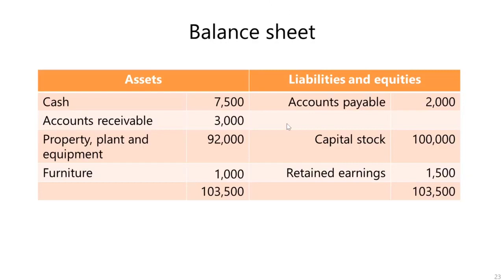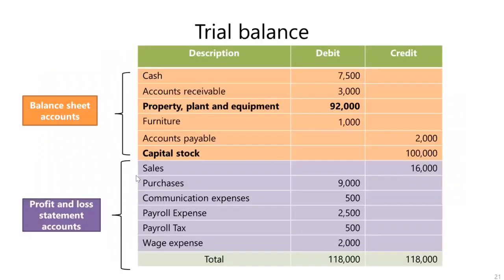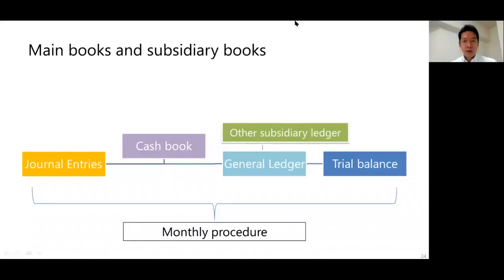And other accounts and figures are basically the same ones taken from the trial balance. As we have learned, the journal entries are posted to make the general ledger, and each account of the general ledger is transferred to the trial balance. And in the process, subsidiary books like the cash book and other subsidiary ledgers are made to supplement and give detail of the information. Let me explain about subsidiary books.